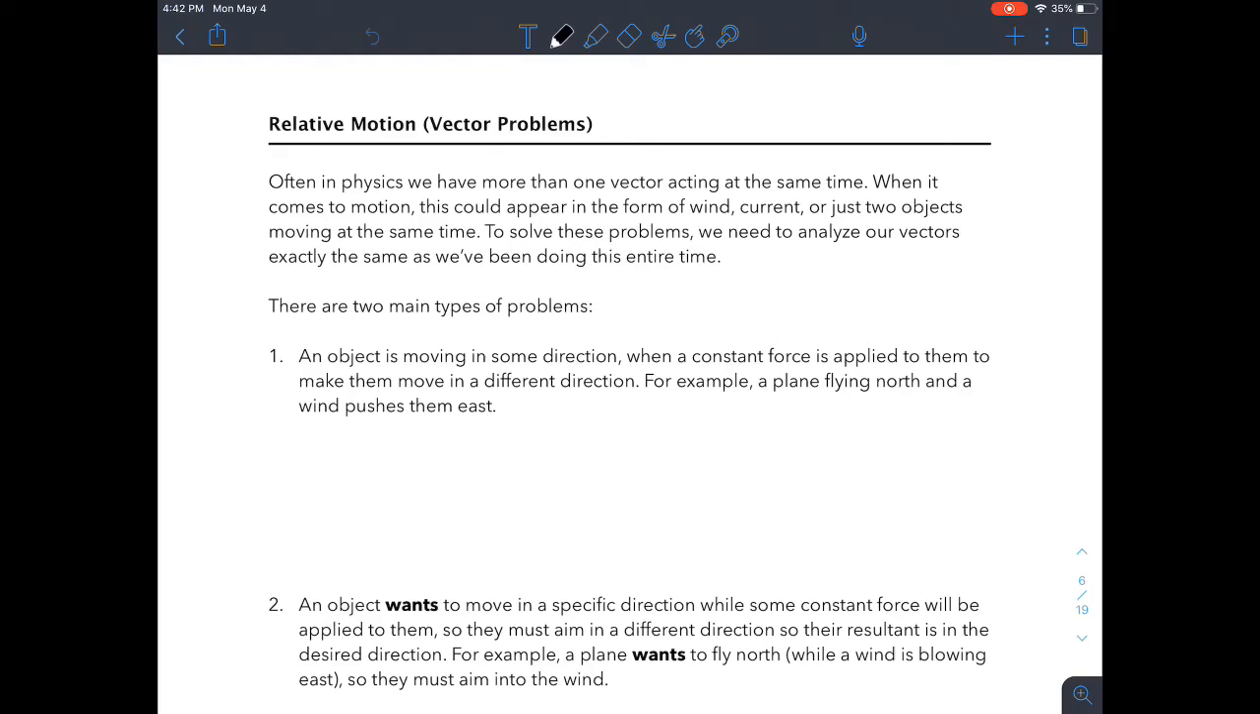Relative motion problems. These are kinematic problems dealing with vectors when you have more than one thing acting on an object at once. If you have, say, a boat moving through water, the boat is applying a force to move forward, but the water is also applying a force to make the boat move sideways as current, or a plane through the air has wind blowing it.